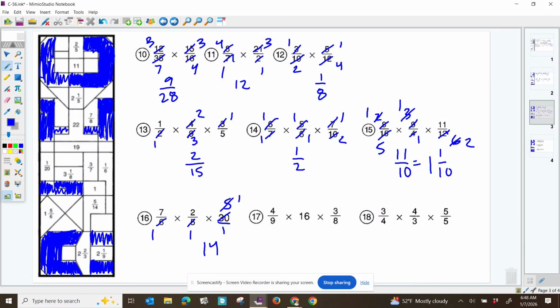I'm getting there. 16 and 8 work well together. 8 goes into both of those. 9 and 3 work well together. 3 and 1. I get 4 times 2 is 8. And then on the bottom I get just 3. 8/3 is the same as 2 and 2/3.